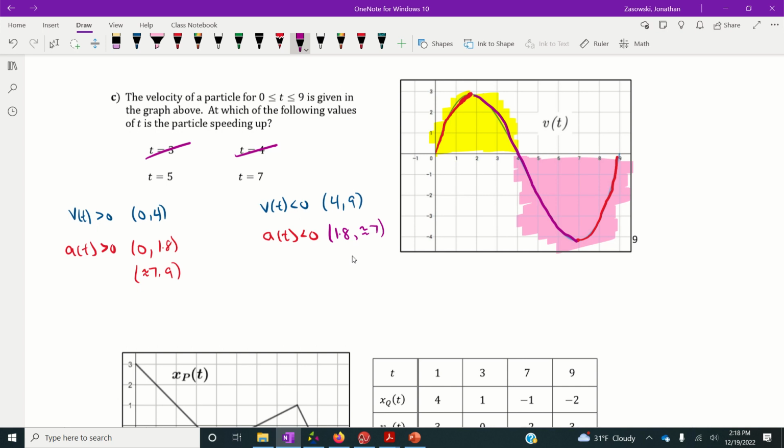I think, for me, 7 has a positive acceleration here, okay, and a negative velocity. So I would say that this is also out.